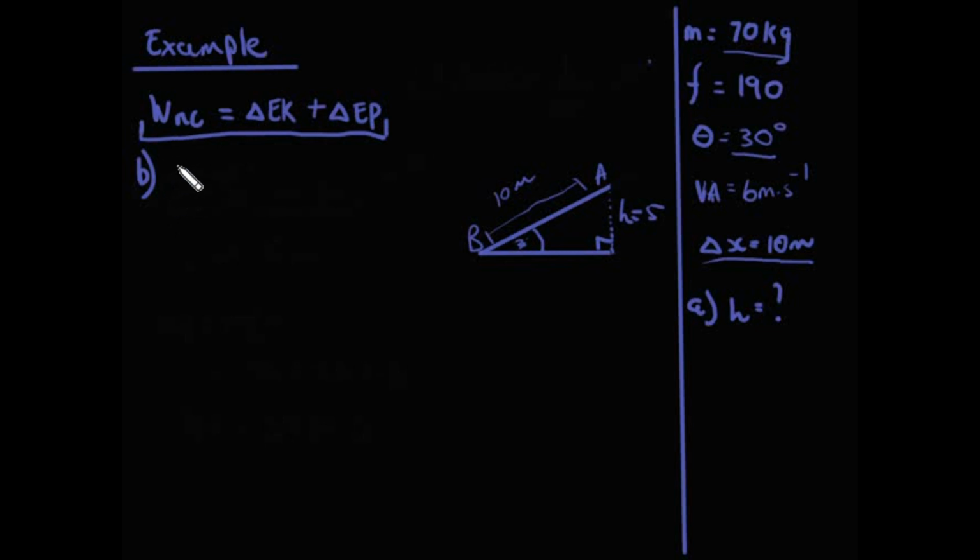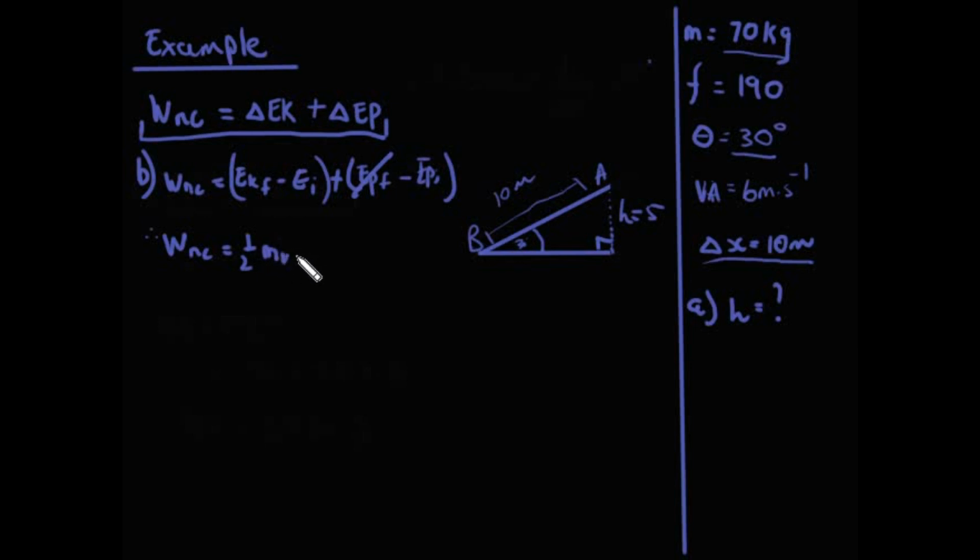If we expand this formula, we know that W_nc will equal EKF minus EKI, plus, I'm just going to put this in brackets so we avoid confusion, EPF minus EPI. We're looking for EKF, the speed of the skateboarder at the bottom of the hill, but we know that at the bottom of the hill at point B there's no potential energy, so that is 0.